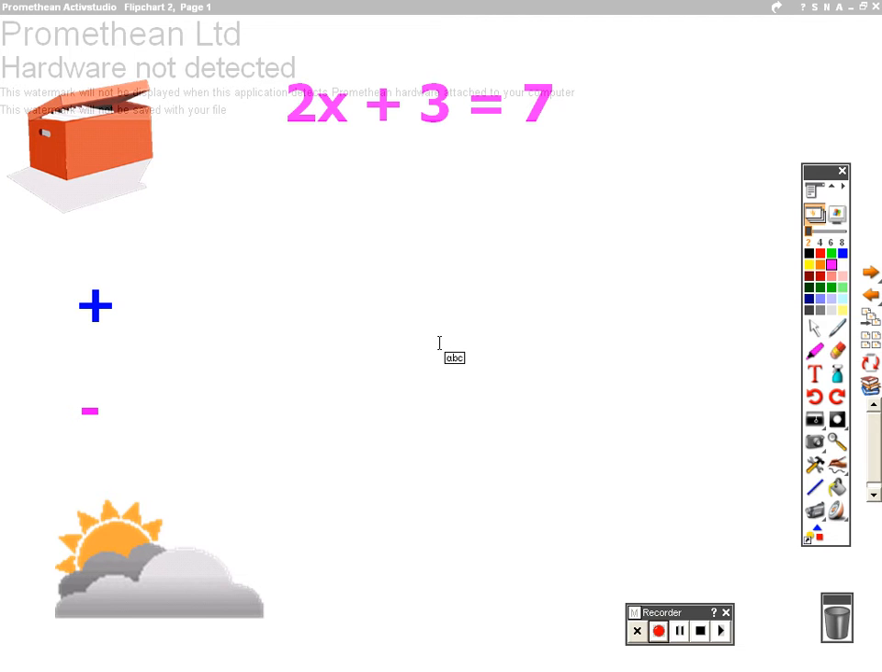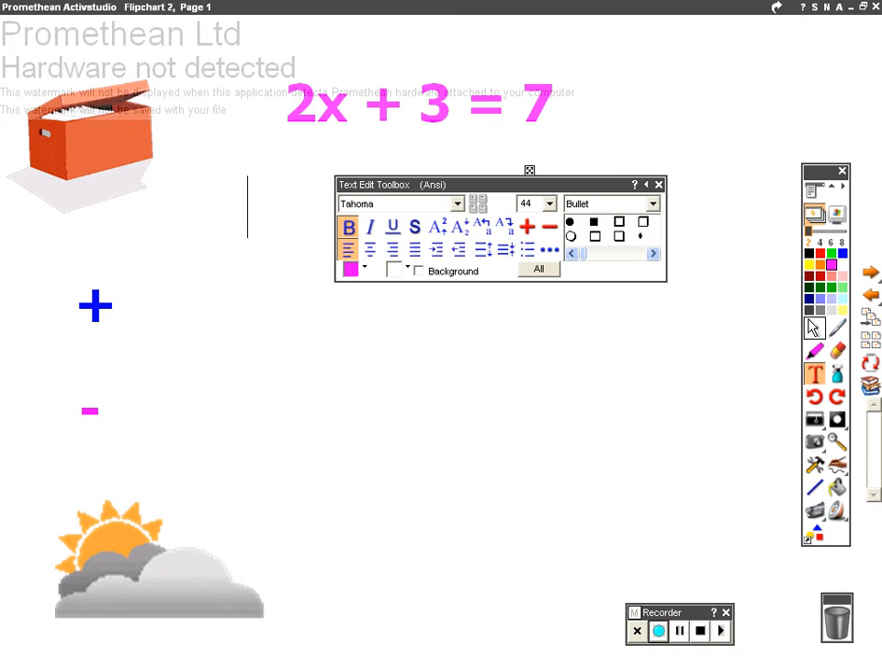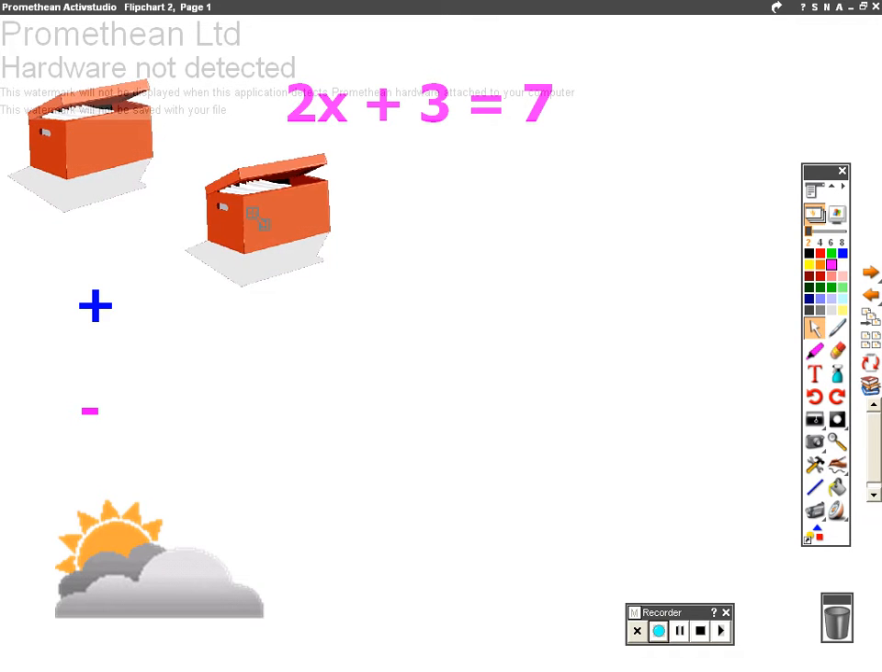Hi, in this video we're going to talk about two-step equations, and I'm going to give you two different approaches. Let's start with the visual approach. I have 2x plus 3 equals 7. So I have two mystery boxes, so 1, 2 mystery boxes, plus 3, so 3 positives, 1, 2, 3.